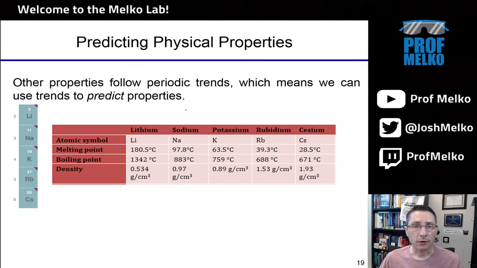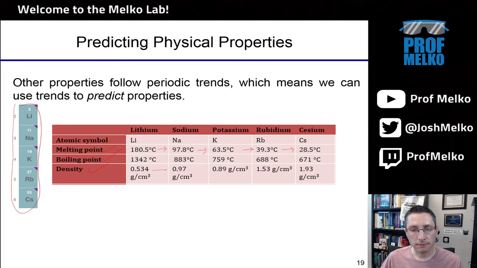Let's think about predicting other properties. Other properties might be something like melting point, boiling point, or density. And as I said, things that live in the same group, like the alkali metals shown here, will have similar properties, and those properties will change more or less uniformly as I go down the group. So as I go down from lithium to sodium to potassium, the melting point is decreasing. I would expect rubidium to be even lower, it is, and cesium to be even lower than that.